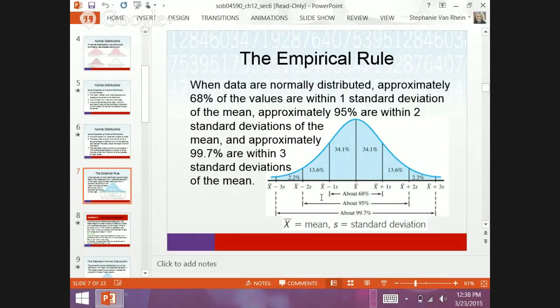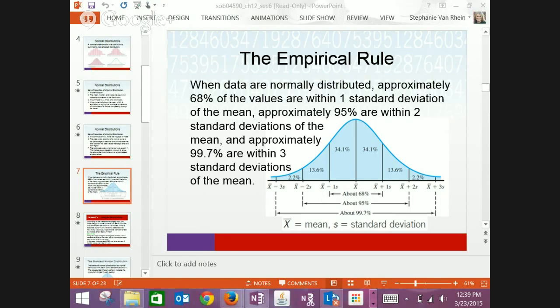So for 2 standard deviations, 95% of the data points will fall within 2 standard deviations. So this shaded region is about 13.6, this one's about 13.6. And then 3 standard deviations, 99.7. So we're going to use a table that is given in your book.